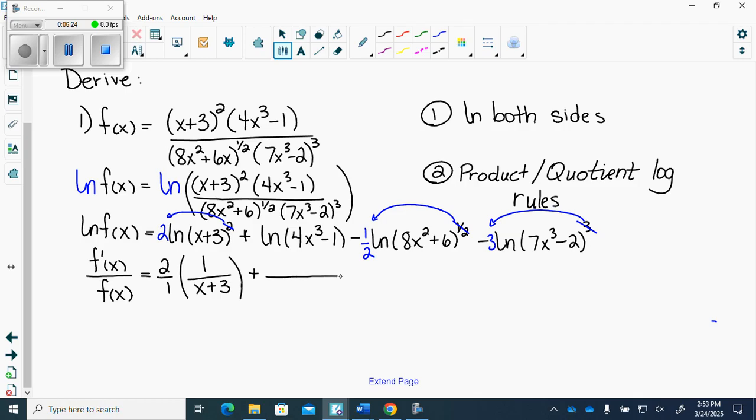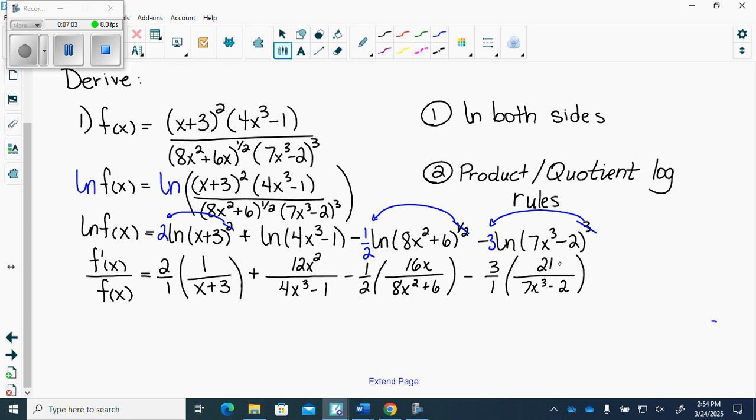Then plus ln 4x cubed minus 1, 4x cubed minus 1 goes in the denominator, and then 12x squared goes in the numerator. Done. Right? Then minus a half. Its coefficient can just sit in front. 8x squared plus 6 in the denominator, and then 16x in the numerator. Minus 3 over 1. 7x cubed minus 2 in the denominator, and then 21x squared in the numerator.